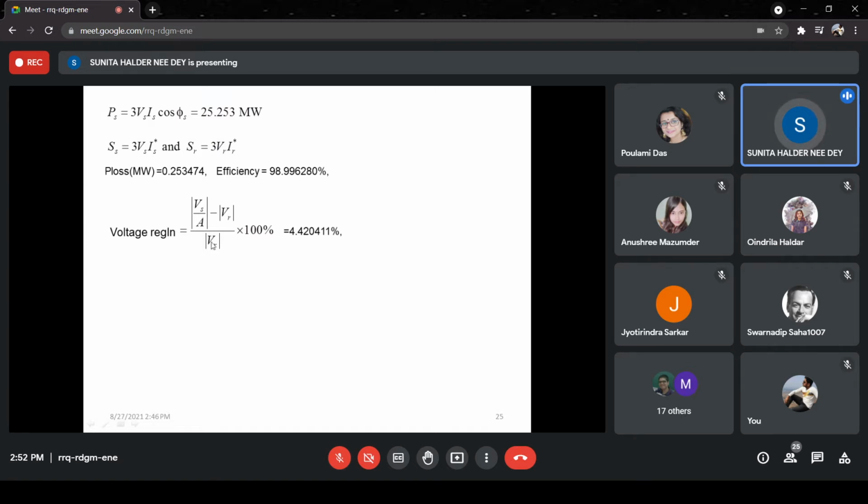Voltage regulation is magnitude of Vs by A minus VR, into 100%. So it will be 4.4%. Why are we learning this, only to calculate? No. If it is seen that voltage regulation is 10%, efficiency is 80%, and power loss is huge, that means with that sending end voltage, we cannot cater to that receiving end voltage. So in that case, we have to increase the sending end voltage.